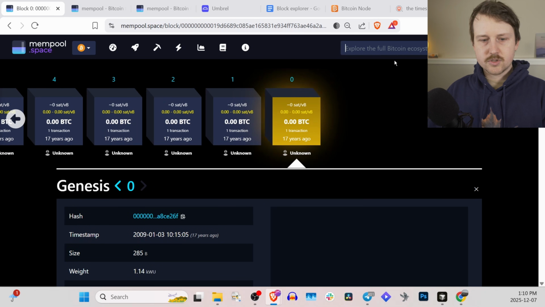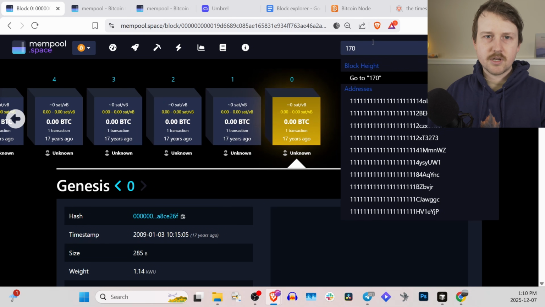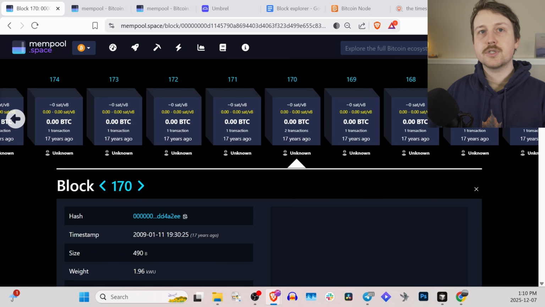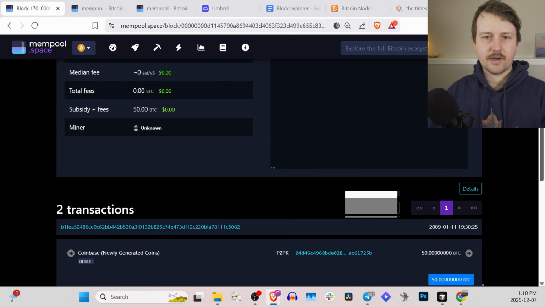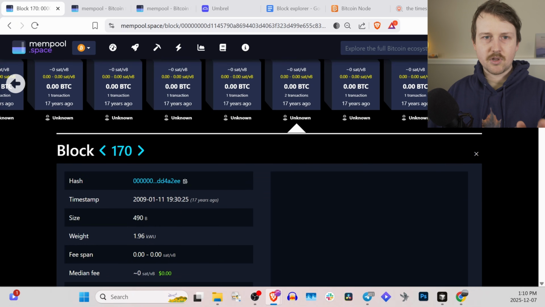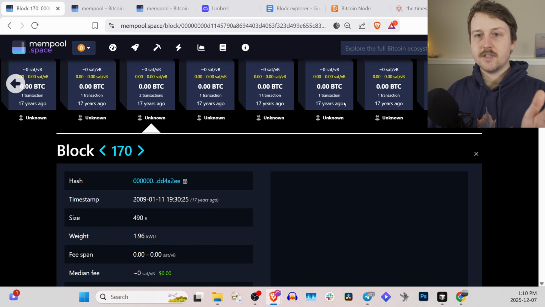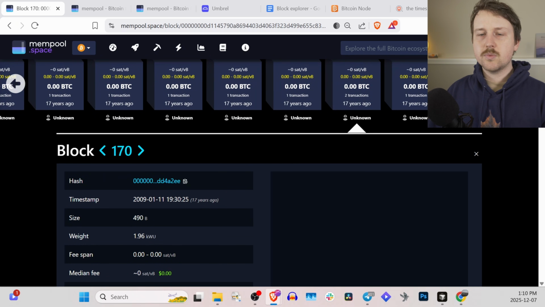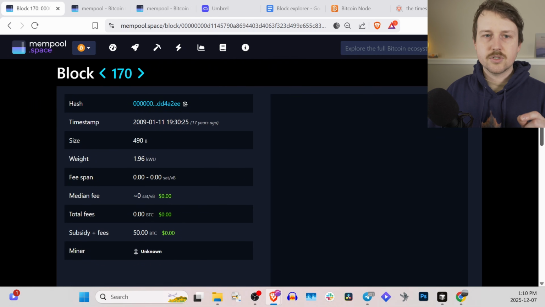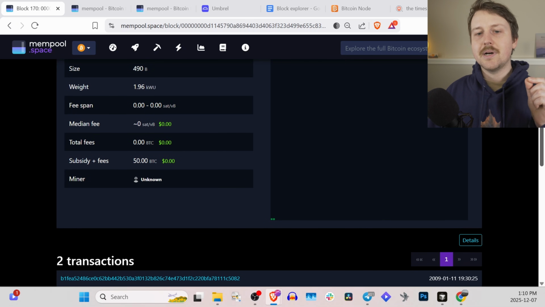So let's go to block height 170, and we can see the first use of Bitcoin peer-to-peer. You can see all the ones before it still have only one transaction. This is the first one with two transactions. This is Satoshi testing the network by sending 10 Bitcoin to Hal Finney.